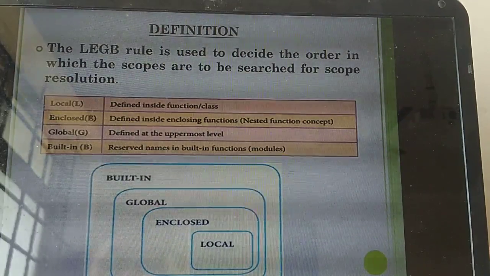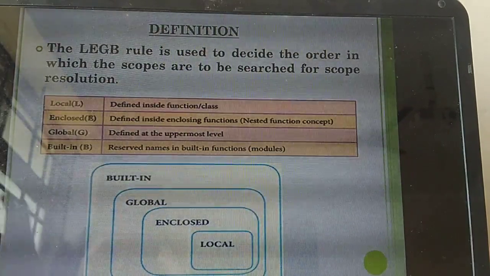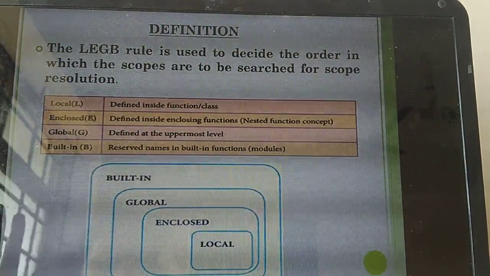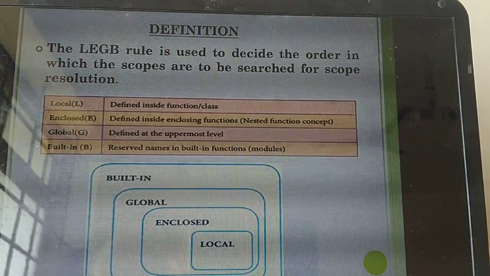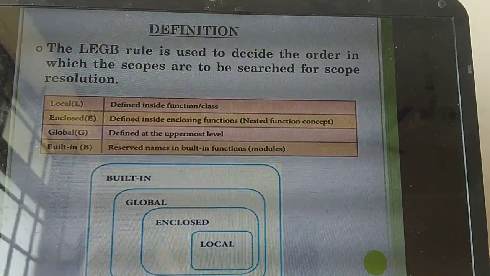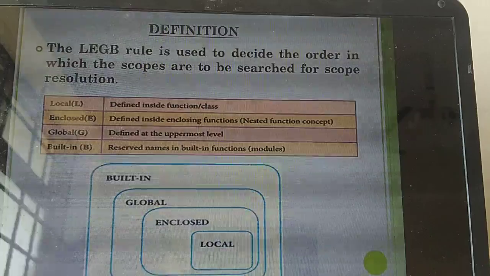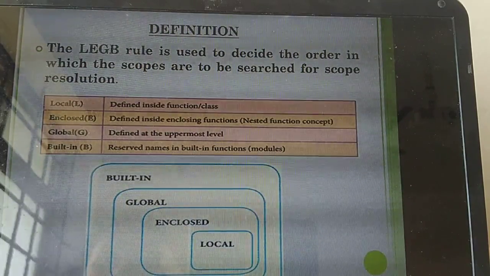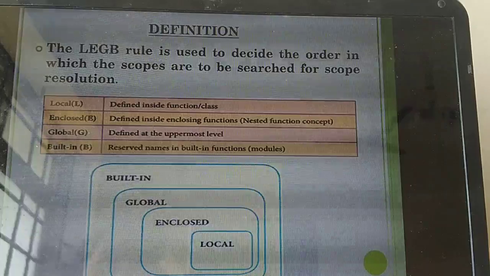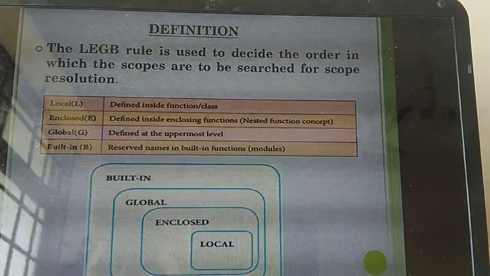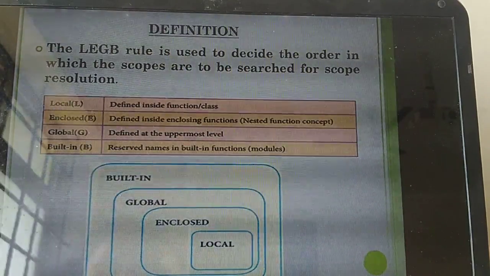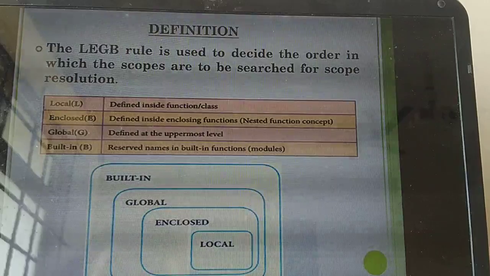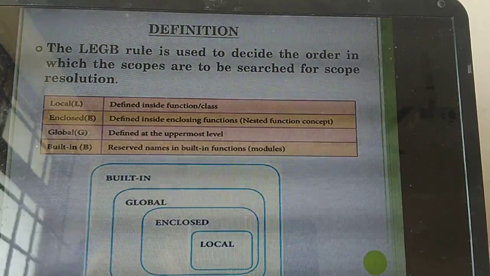Yesterday itself I said you can surely expect this question from this chapter; it is a very important chapter and a very important question. Please listen carefully. You have studied all these things in 11th standard also. What do you mean by LEGB rule? What's the expansion of LEGB? Local, enclosed, global and built-in.